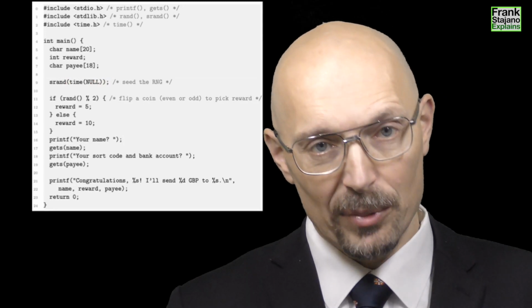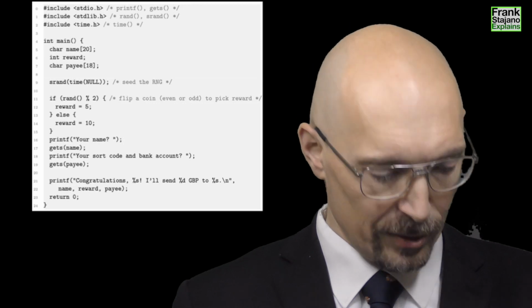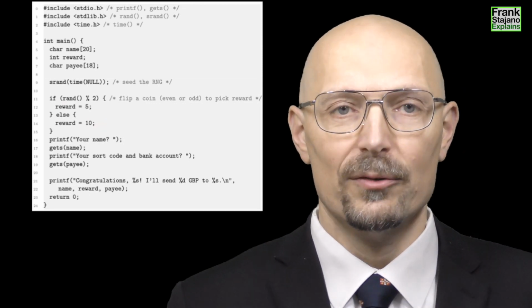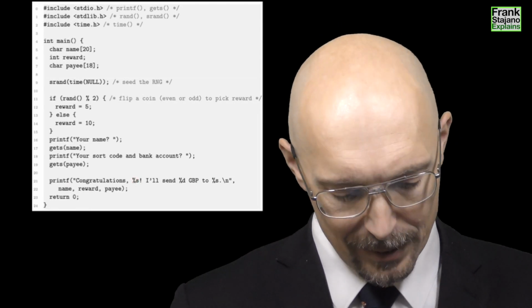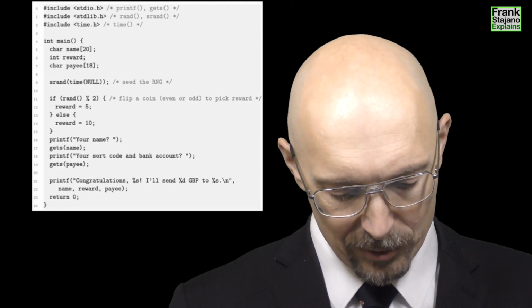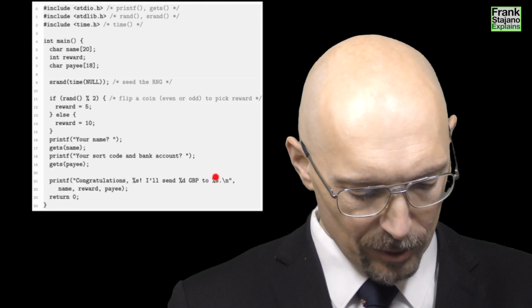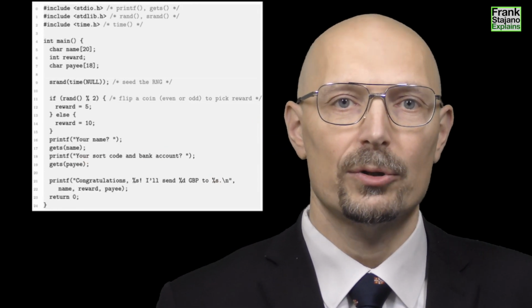You just draw a random number and you check if it's even or odd. If it's odd, then the reward is 5 pounds. If it's even, the reward is 10 pounds. Okay, and here's where you get the reward. "Congratulations, blah. I'll send you blah blah pounds to blah blah blah," where this first blah is your name and the second blah is your sort code and bank account, which you have supplied as an input to this program.